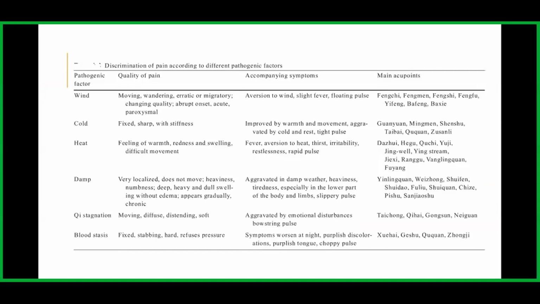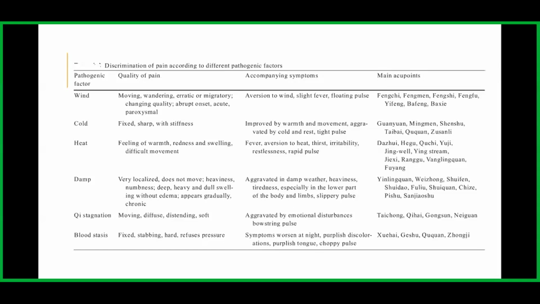Discrimination of pain according to different pathogenic factors. Here we look at the pathogenic factor, the quality of pain, and the accompanying symptoms. For the pathogenic factor of wind, the pain will be moving, wandering, erratic or migratory, changing quality, abrupt onset, acute, and paroxysmal. The symptoms are aversion to wind, slight fever, and floating pulse. When there is cold, the quality of pain will be fixed, sharp with stiffness, and the accompanying symptoms will be improved by warmth and movement and aggravated by cold and rest, and tight pulse.